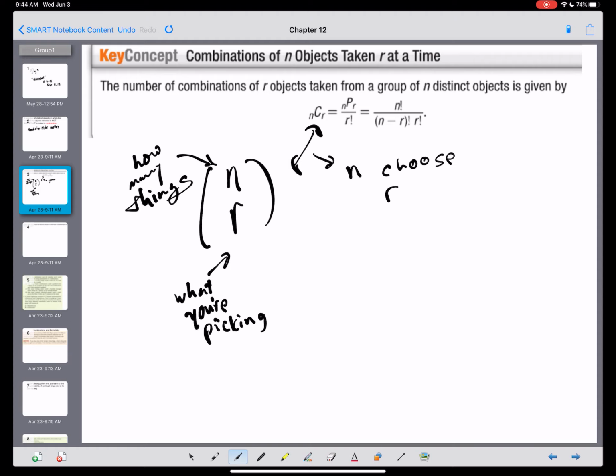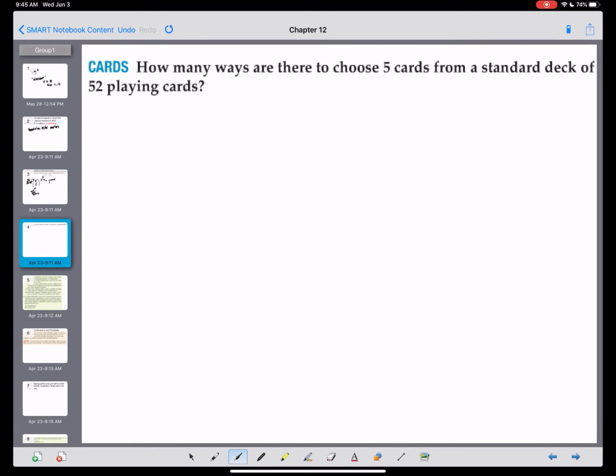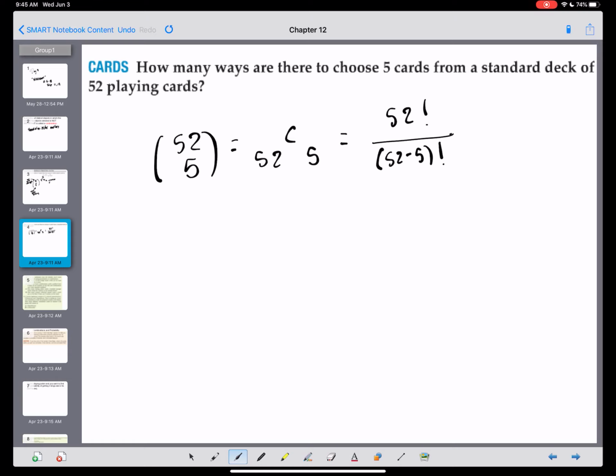So, let's check it out. How many ways are there to choose 5 cards from a standard deck of cards? So we have 52 choose 5. Remember, this is the same thing as saying 52 C 5. And the formula for this is 52 factorial over 52 minus 5 factorial times 5 factorial.